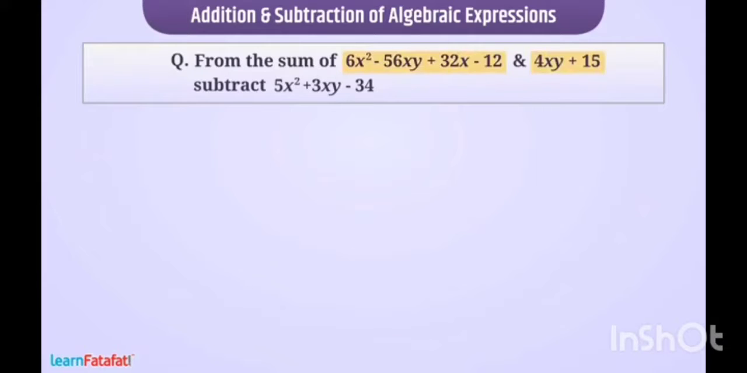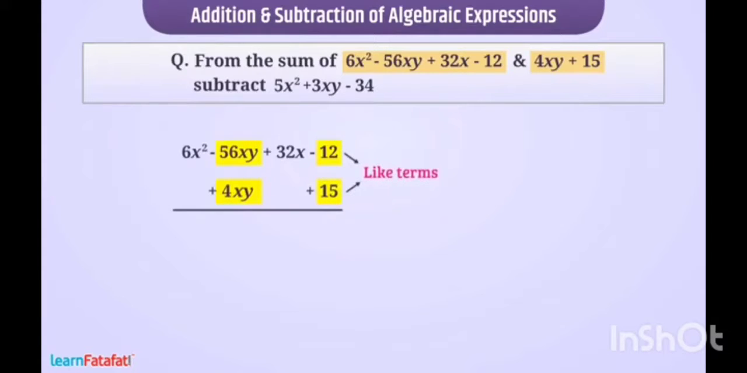For that, we will write the first expression as it is and then we will write the second expression below it such that the term appears exactly below like terms. We will add two expressions as shown. This is the sum of these two expressions. From this sum, we have to subtract this expression. We will follow the same method.